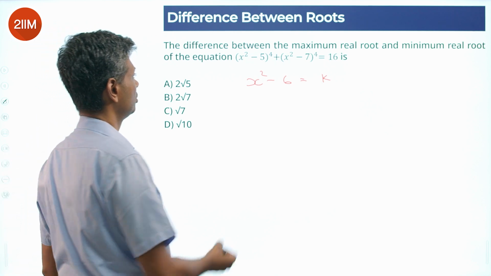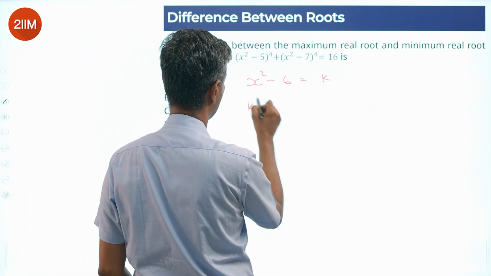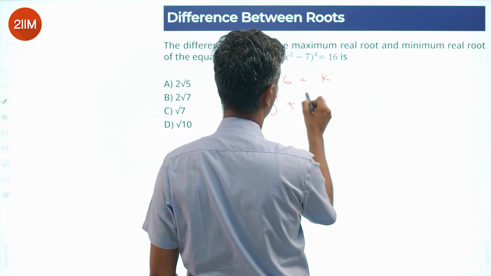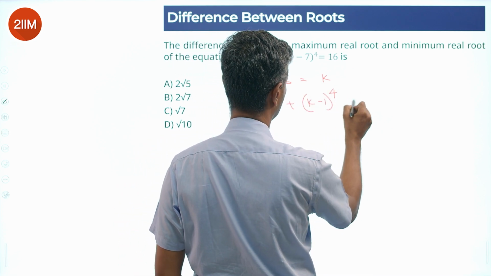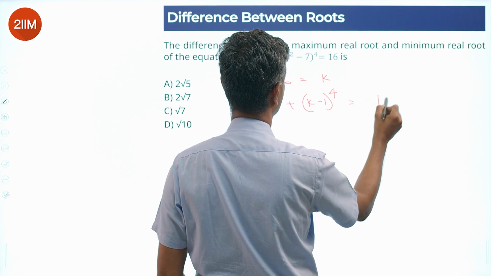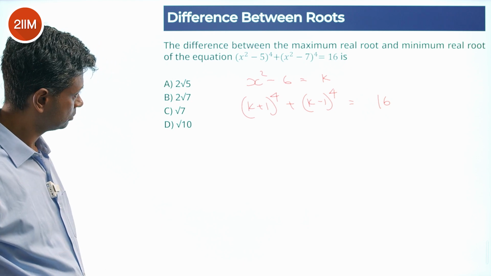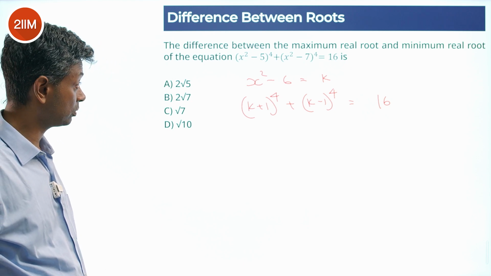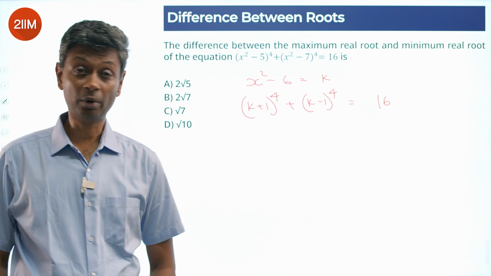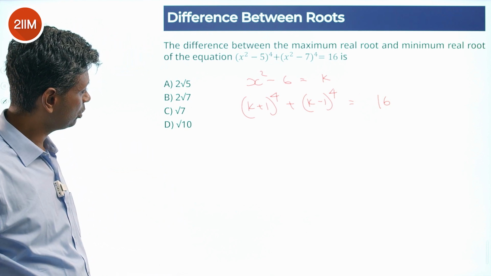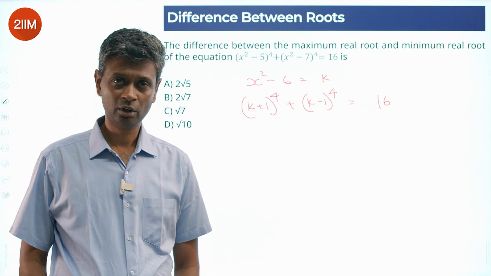is equal to k, hypothetically. So this is (k + 1)⁴ + (k - 1)⁴ = 16. Very nice. So these two numbers are separated by 2.